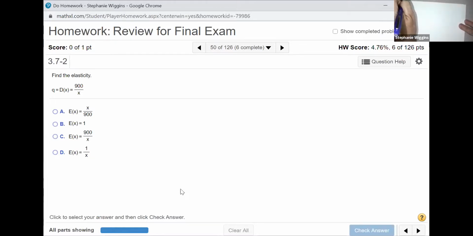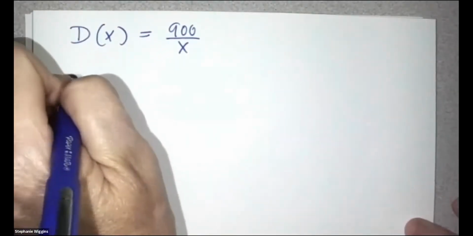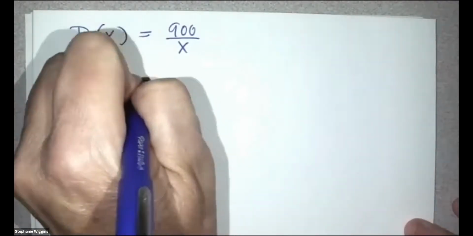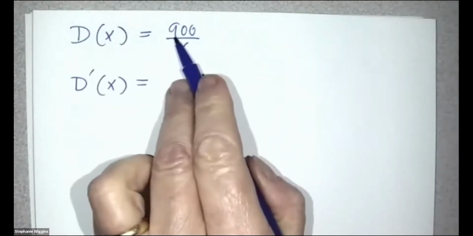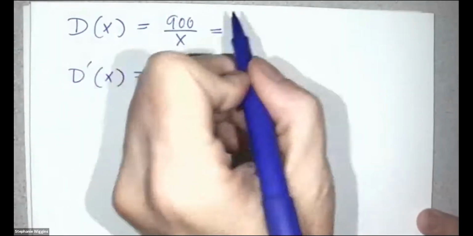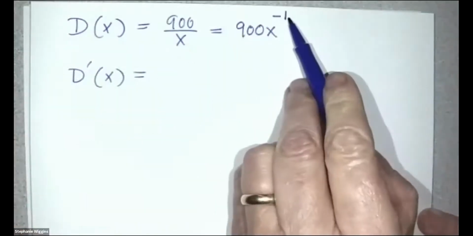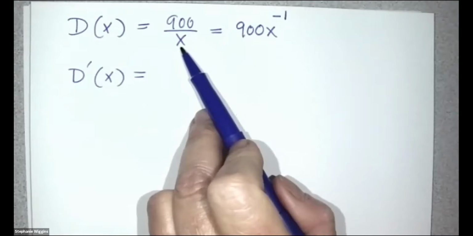This time our function is d of x equals 900 over x. Okay. So the first step is to calculate the derivative. Now, when you see a function like this, you should be able to recognize that as a power function. In other words, this is 900x to the negative 1. The negative 1 means that your x is in the denominator.